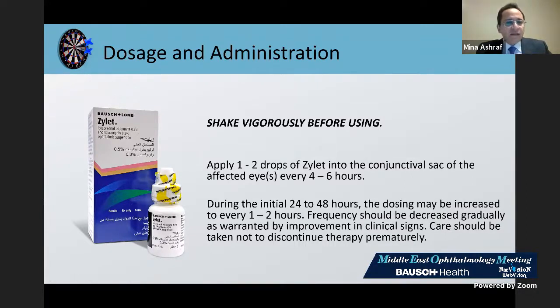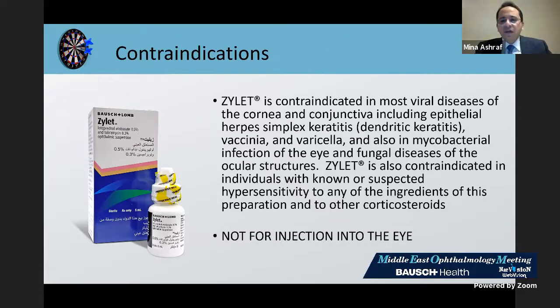Finally, the contraindications. Xylet is contraindicated in most viral diseases of the cornea and conjunctiva, including epithelial herpes simplex keratitis, vaccinia, and varicella, and also in mycobacterial infections of the eye and fungal diseases of the ocular structures. And definitely it's contraindicated in patients with hypersensitivity to any of the ingredients. And also it cannot be injected inside the eye.